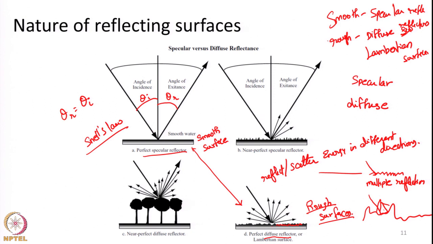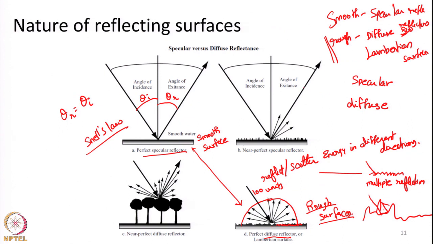We call a surface truly diffuse or truly Lambertian only when the incoming energy is equally split into different directions. Let us say the incoming energy is some 100 units. This 100 units of energy is equally split into the entire hemisphere surrounding that particular object of interest. Then we call that surface a diffuse reflector or Lambertian surface. So specular reflectors and diffuse reflectors are two ends of the spectrum of reflecting surfaces. In reality, most Earth surface features are neither truly specular nor truly diffuse. They lie somewhere in between.